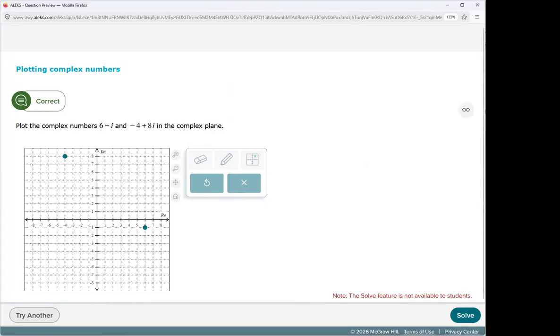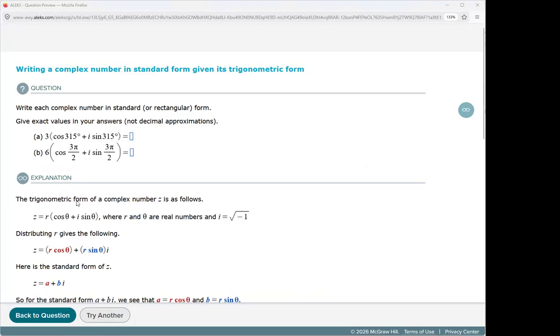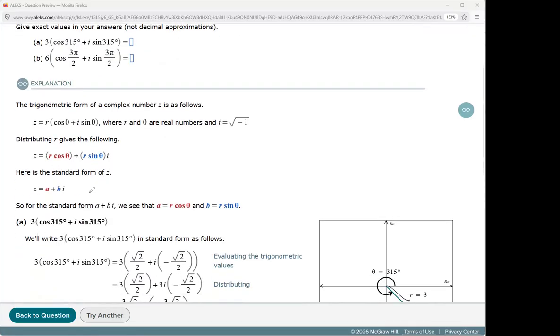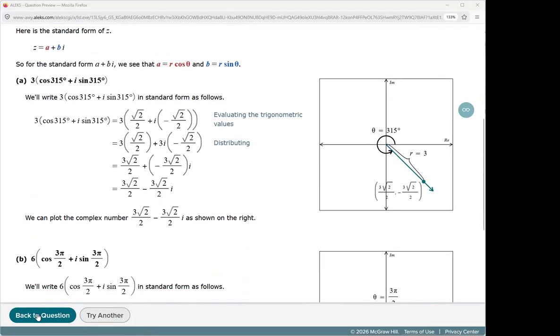Let's go to the next one. This next one looks complicated, but it's really not. You're just using this formula here. So if they say, look at part A, 3 cosine 315 plus i sine 315. Just look it up on your unit circle, and you'll end up getting just this. So let's go through it together. If you look it up on your circle, you're going to get this for the 315 cosine and this for the 315 sine.